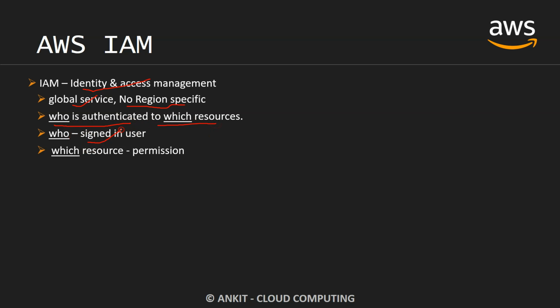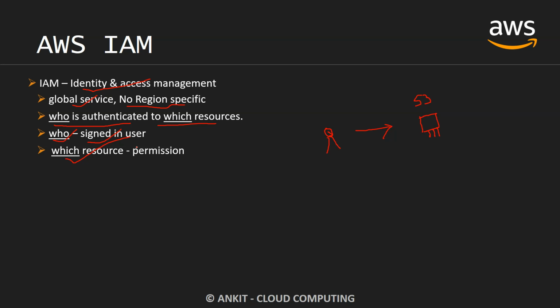Who, that means some signed-in user or maybe some application in a general way. But for the time being, let's just consider one particular user. So I'm writing it like this, and to which particular resource. It can be some storage system like S3, or some compute system like EC2. So IAM indirectly defines and combines these two entities: which particular user, who is nothing but an authenticated signed-in user, has access to which particular resource, which is nothing but a permission.